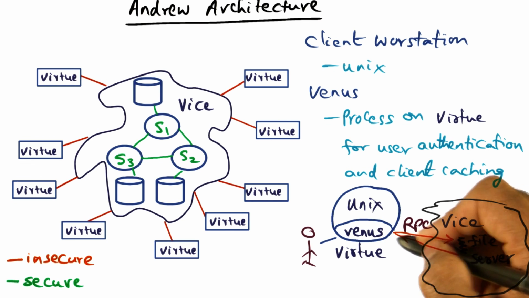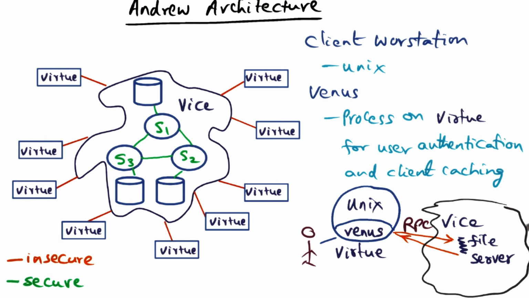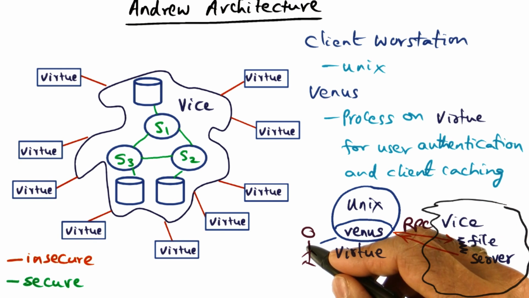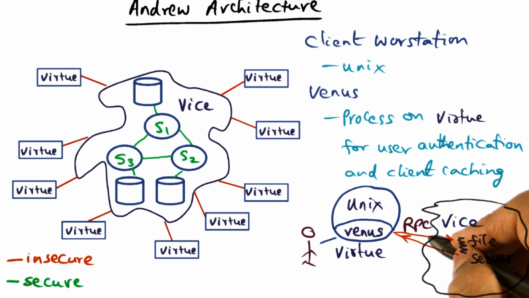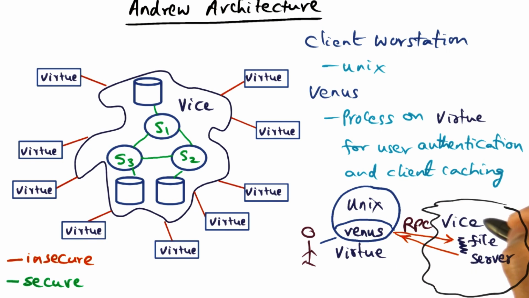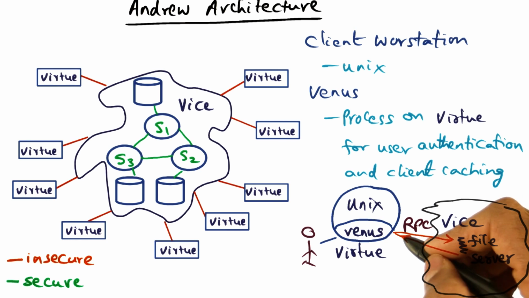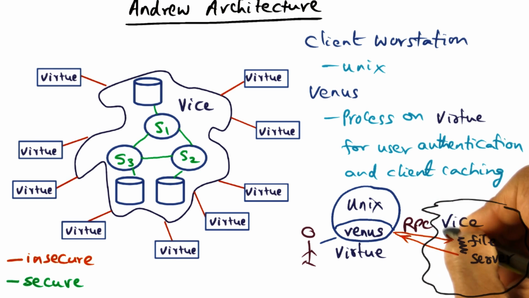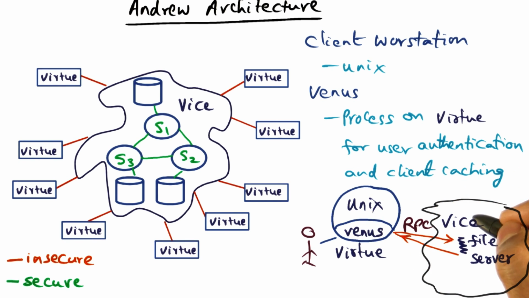Venus is the one that authenticates a user walking up to a Virtue workstation to the server and then acts as the surrogate for the user in fetching the files that he or she wants to work on from the file server using RPC. And since I mentioned that the link that is used to communicate between Virtue and Vice is insecure, the RPC has to be a secure RPC. Or in other words, the RPC messages, both passing the parameters and receiving the results, are going to use encryption on the data that is being sent and received between the Virtue and the Vice file server.